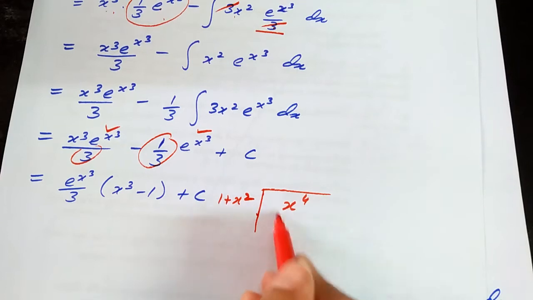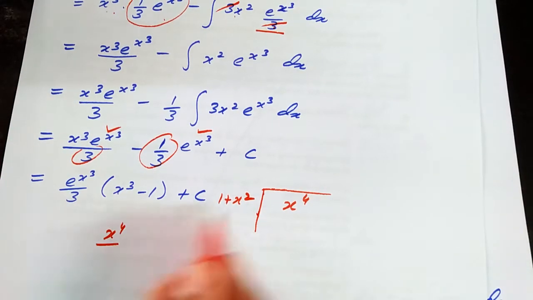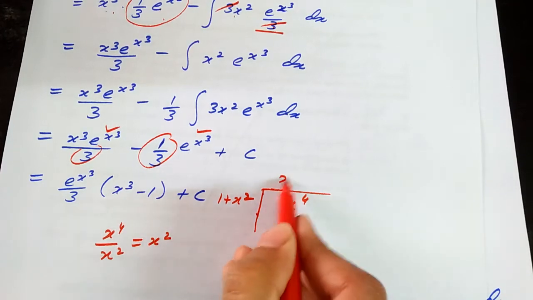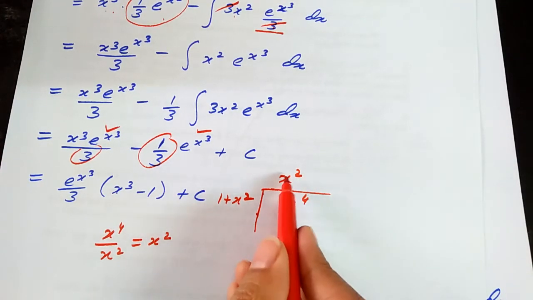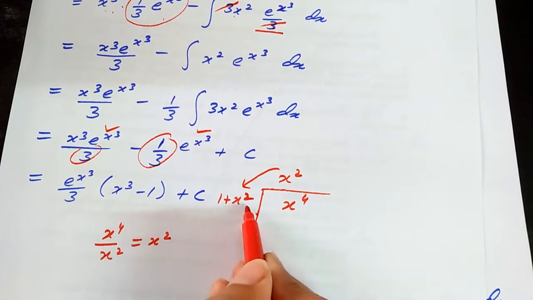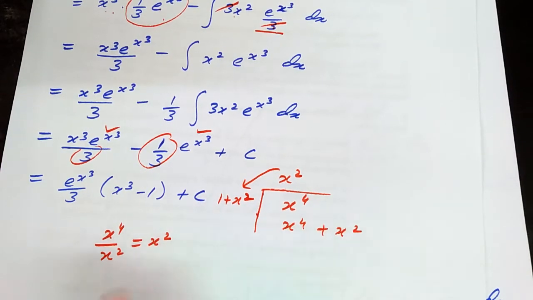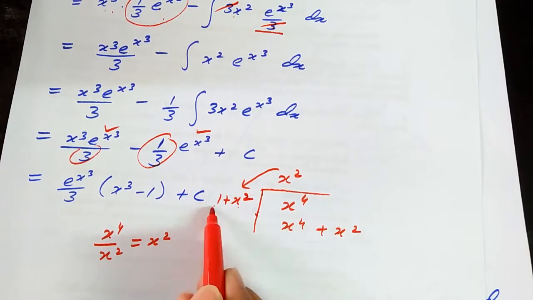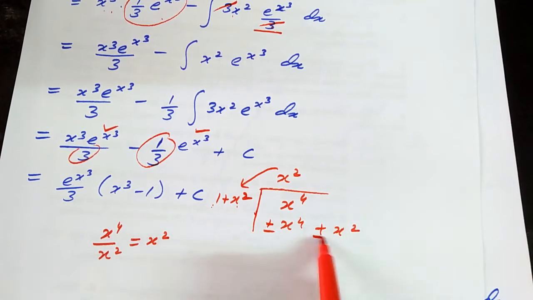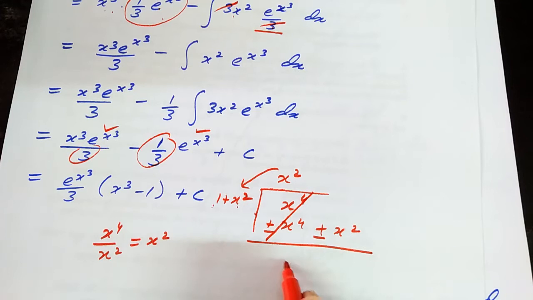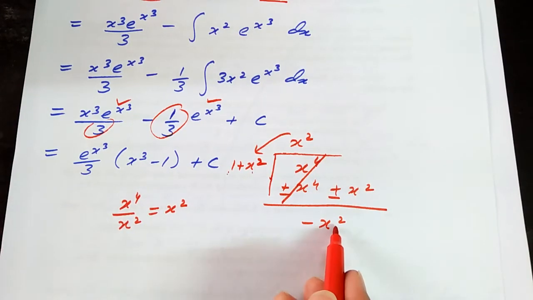Consider this x power 4 and divide it with x square. We will get x square. So just write x square here. Now this x square will be multiplied with this whole thing. We will get x raised to power 4 plus x square if we multiply it with both. Now change the signs, because for the subtraction we need to change the signs. This will be cancelled. We will get minus x square.